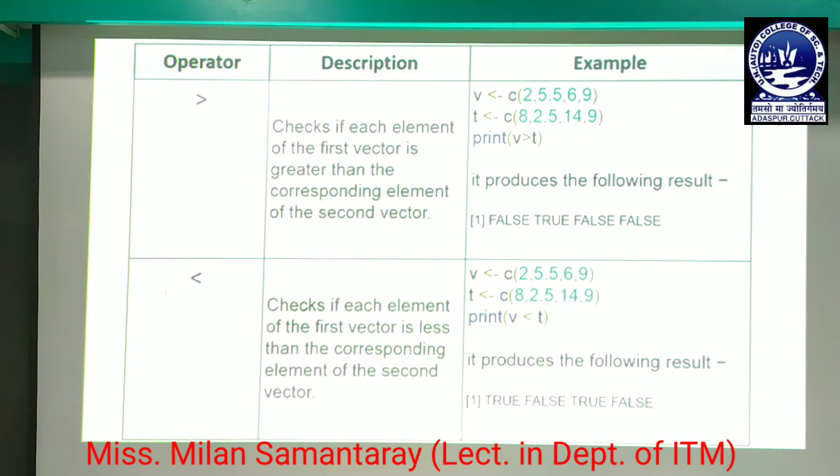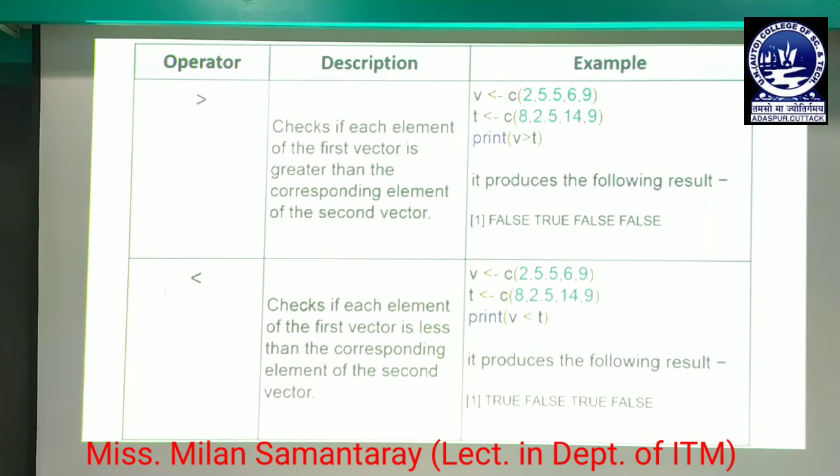So, first is our greater than. This is the symbol of the greater than operator, and its operation checks if each element of the first vector is greater than the corresponding element of the second vector. That means, the comparison is established between the first element of the first vector and the first element of the second vector, and then between the second element of the first vector and the second element of the second vector. So, the comparisons will be like this.